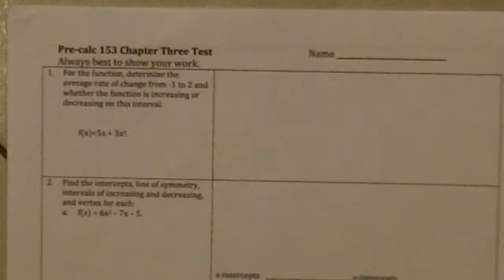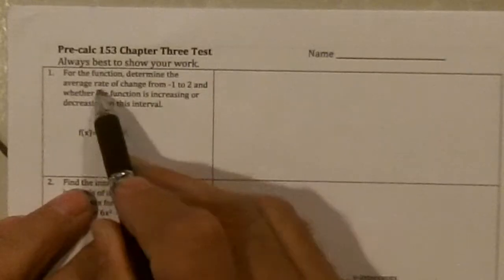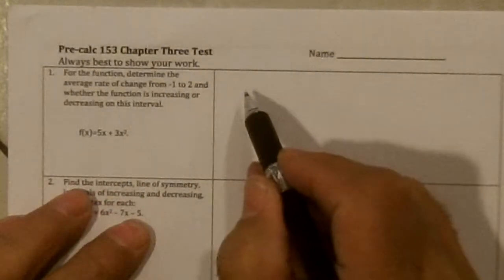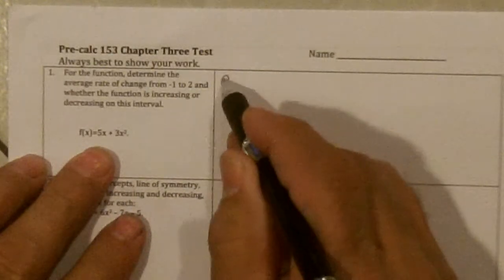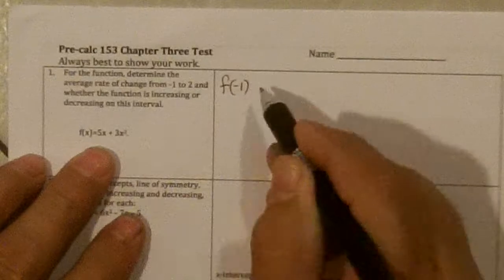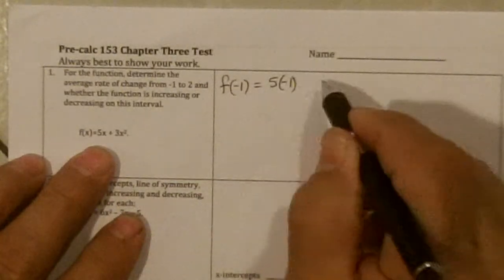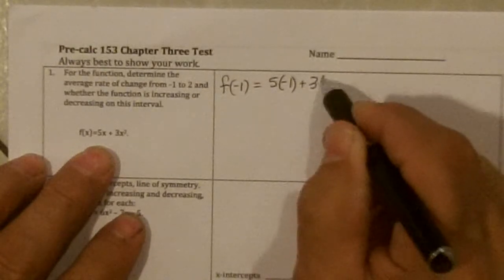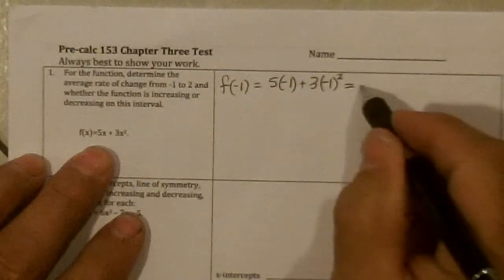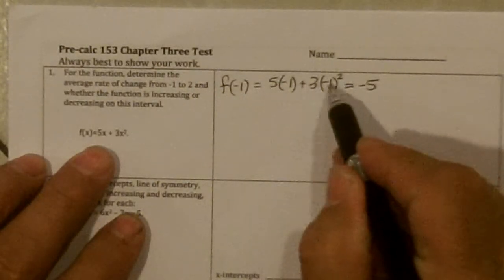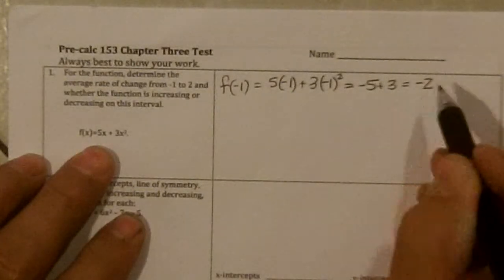All right, let's do chapter 3 tests here for you. Okay, so it says average rate of change, which is the slope. And we're going from -1, so we're going to find f of -1 by putting -1 into this. That's going to be 5 times -1 plus 3 times -1 squared. So that's -5 and plus 3 is -2.